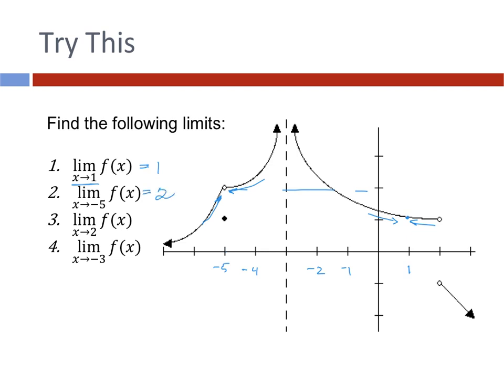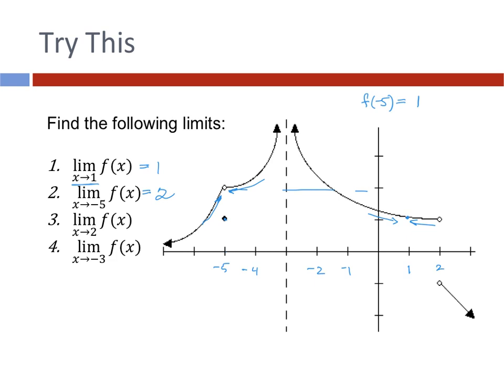Now, if I had asked you what f of negative 5 was, your answer would have been actually 1 because the actual value is at 1. But we were looking at the limit as x approaches negative 5. All right, let's look at the limit as x approaches 2.